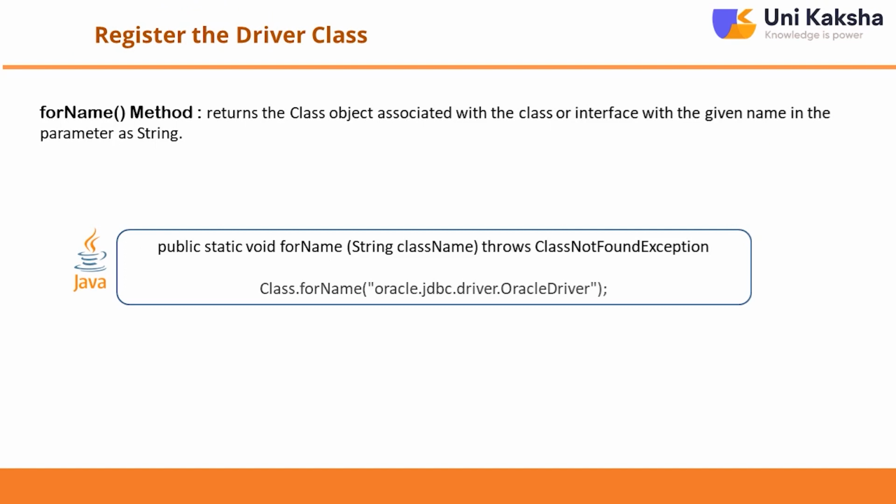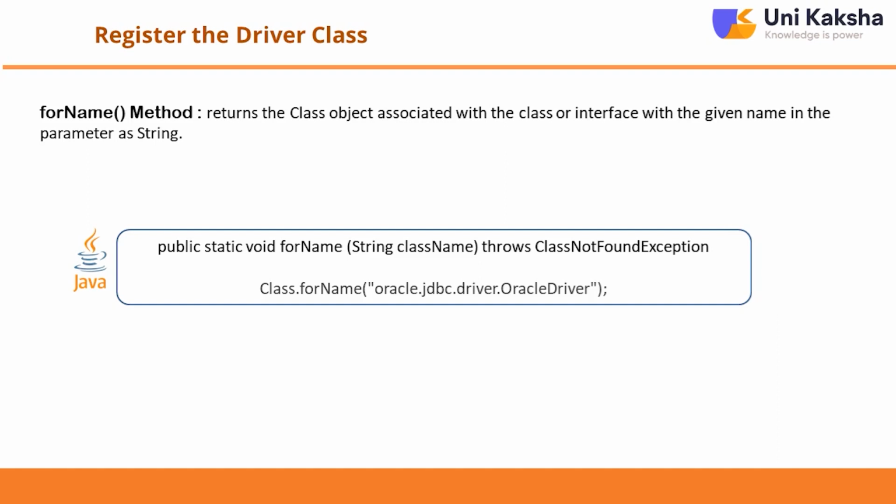The next thing is to register the appropriate driver class. For registering the appropriate driver, you need to use the forName method. Java forName method returns the class object which is associated with the class or interface with the given name in the parameter as a string. Here is the syntax specified for writing the forName method.